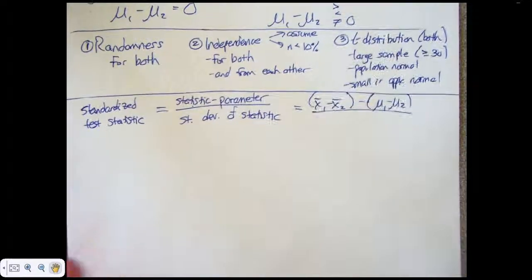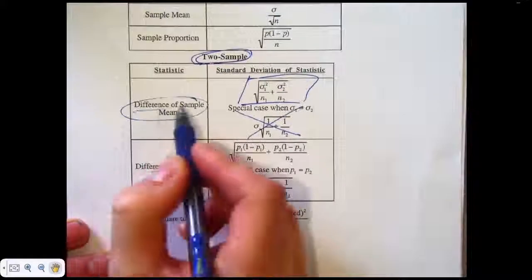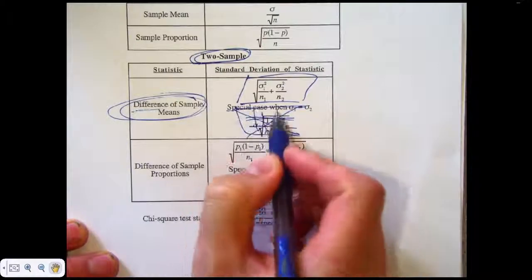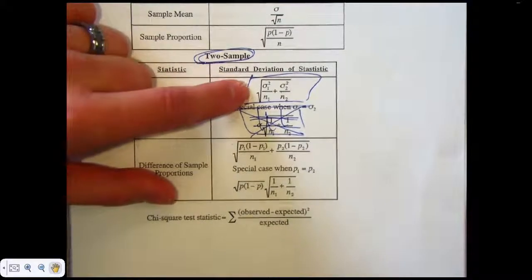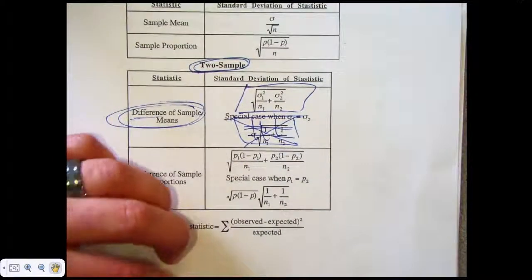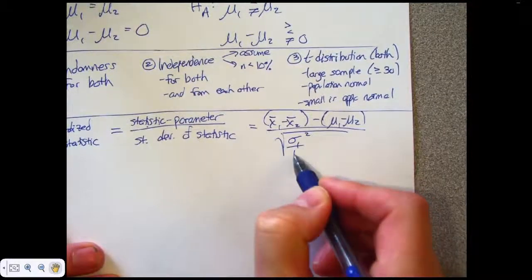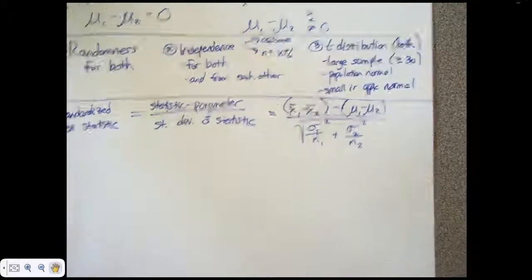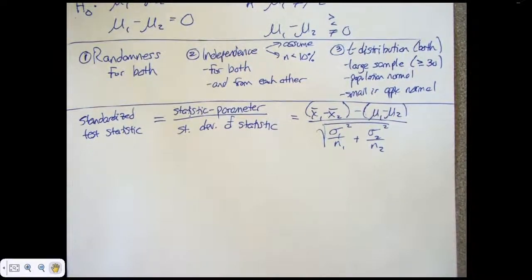And then the standard deviation, again, you've got a formula sheet for a reason. Two samples, difference of sample means, and then you've got these two formulas. I'm never going to worry about the special case, because if I have a formula that works every single time, I'm just going to use the formula that works every single time. So that's the standard deviation of the statistic. You don't have to memorize it, just write it down from the formula sheet. And then I'm going to plug in all my numbers and get an answer and keep going.